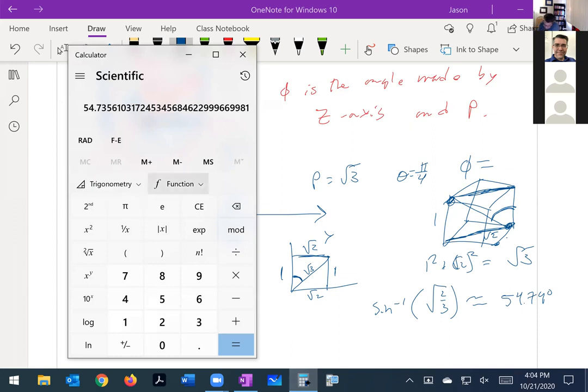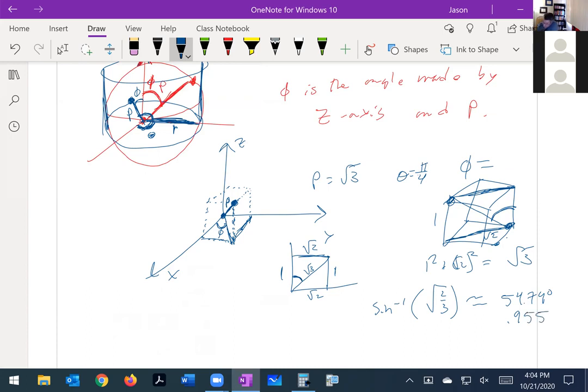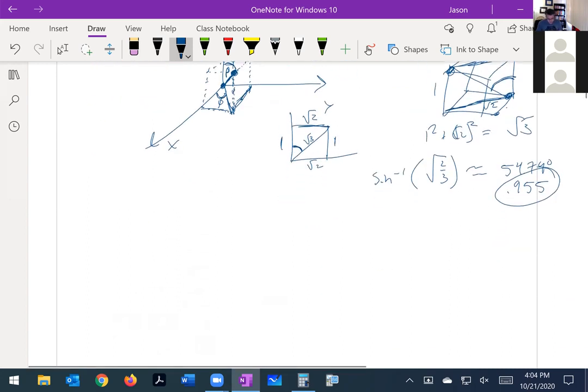So let's do that again. 2 divided by 3, square root, and then take the inverse sine of that, and that's about 0.955, right? 0.955. It's not too pretty, but that is what phi is in this example. So you get the idea.